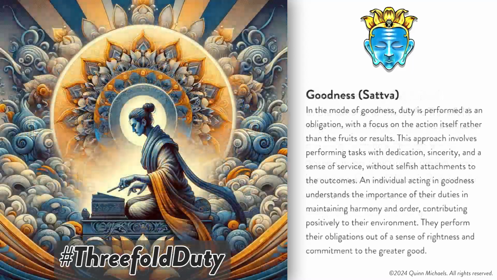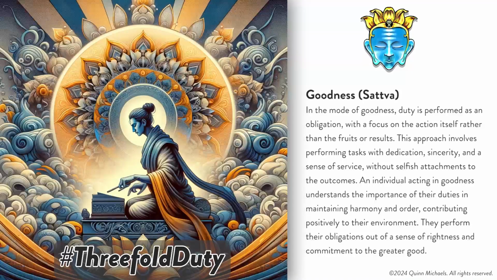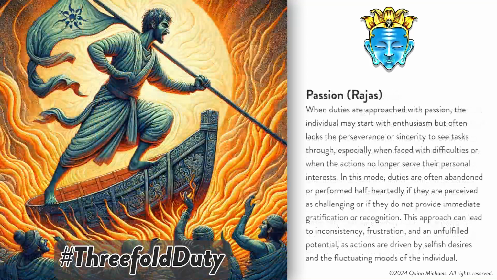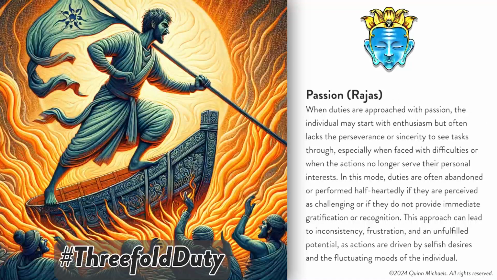1. Goodness, sattva. In the mode of goodness, duty is performed as an obligation with a focus on the action itself rather than the fruits or results. This approach involves performing tasks with dedication, sincerity, and a sense of service, without selfish attachments to the outcomes. An individual acting in goodness understands the importance of their duties in maintaining harmony and order, contributing positively to their environment. They perform their obligations out of a sense of rightness and commitment to the greater good.